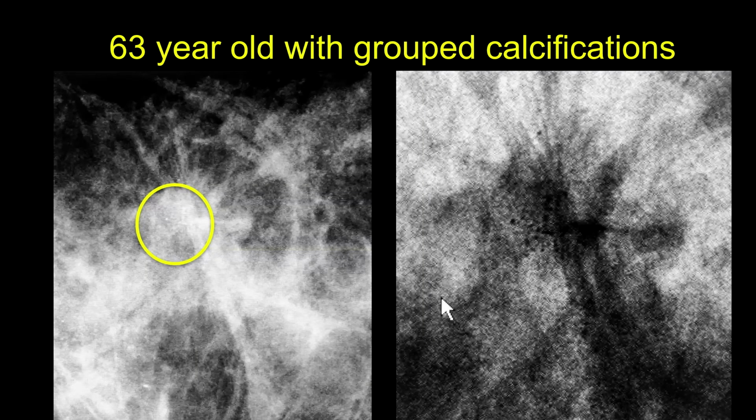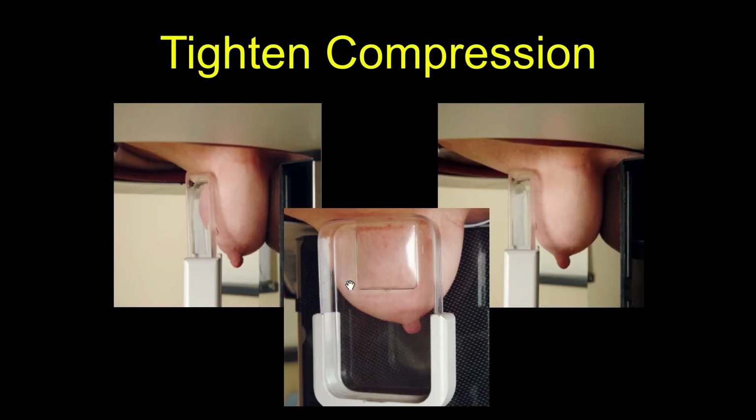Another method is black-white inversion. To your right, you can see the microcalcifications better as black dots on a gray background as opposed to white dots on a white background. So that might help you. Or you can try to tighten the breast compression. The opening of the compression paddle actually causes a lack of compression in your area of interest, and it can compromise the visibility of your target.